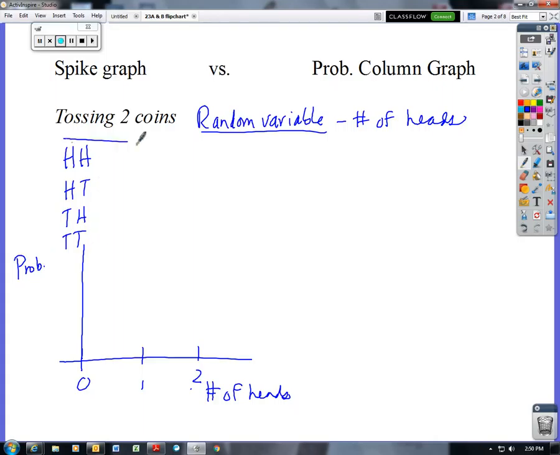Let's make a little probability distribution. This is the number of heads: 2, 1, 1, and 0. So the probability of getting 0 heads happens once out of 4 times total. So that's 1/4.